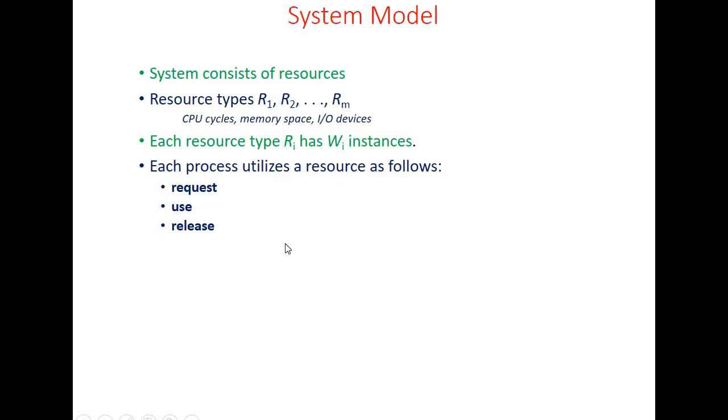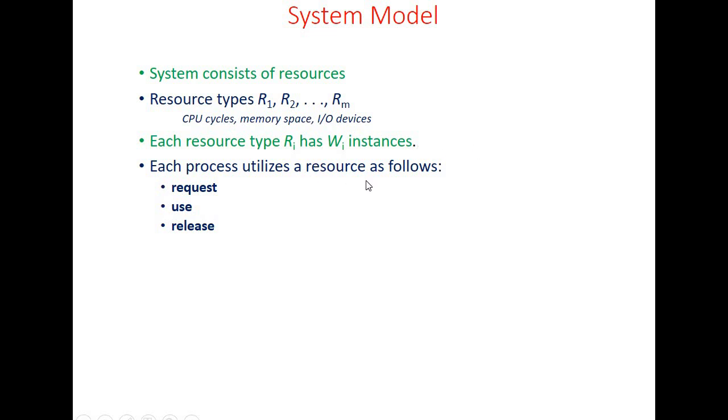Dear students, in this video we learn some concepts of deadlocks in operating system. Generally, a system consists of resources. The resources are like CPU cycles, memory space, I/O devices. Each resource will have multiple instances. If resource Ri has Wi instances, Rj has Wj instances, likewise.